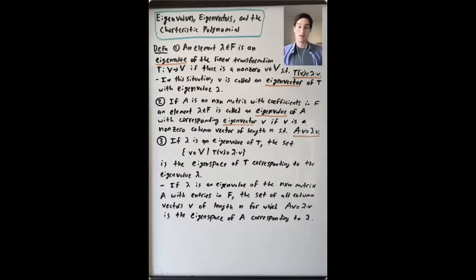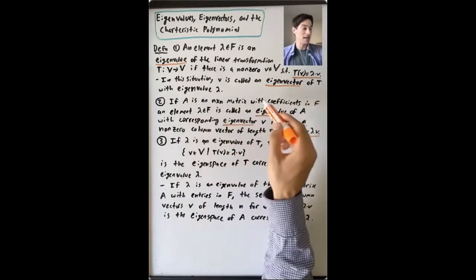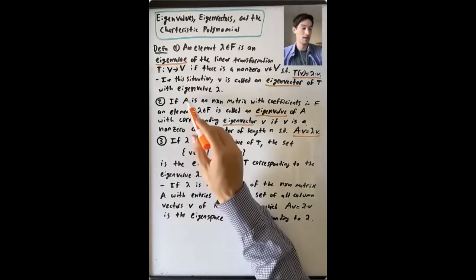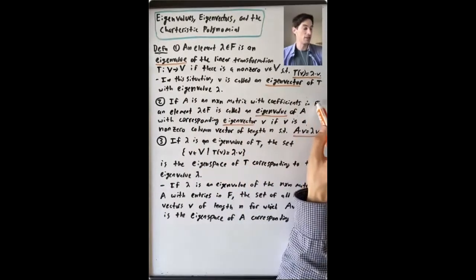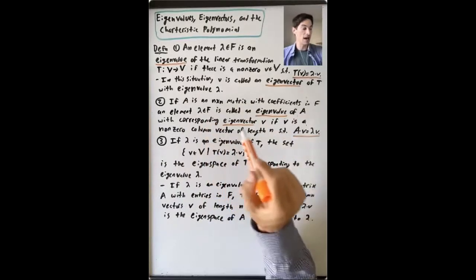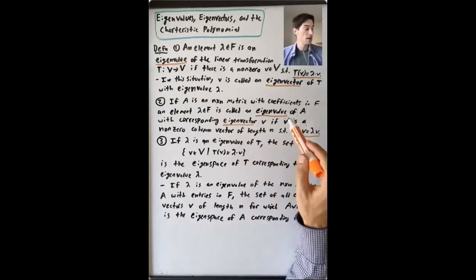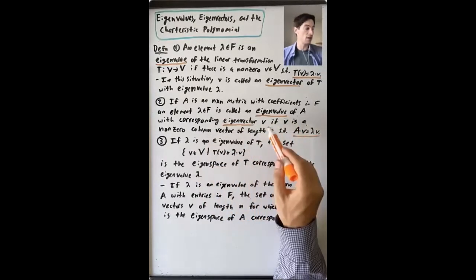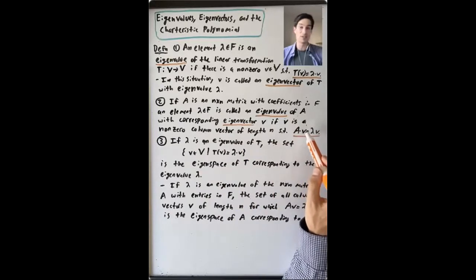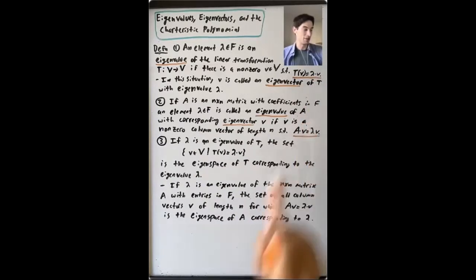All right, well, what about instead of asking for eigenvalues and eigenvectors of a linear transformation, we ask for eigenvalues and eigenvectors of an n by n matrix with coefficients in a field. So let's say that A is our n by n matrix with coefficients in F. An element lambda in F is called an eigenvalue of A with corresponding eigenvector, little v, if v is a non-zero column vector of length n, so that A times v equals lambda times v. So it has to be a column vector of length n for this multiplication to even make sense. And this looks very similar.